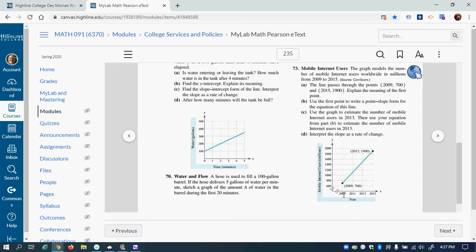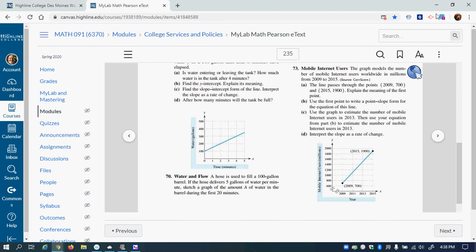Alright. In 2013, right here, I can see it's in between these two crosshairs. This one is 1400, this is 1600. I'm guessing it's about halfway in between. So by the graph, it looks like there are about 1500 users, which really means 1500 million mobile users for the internet.